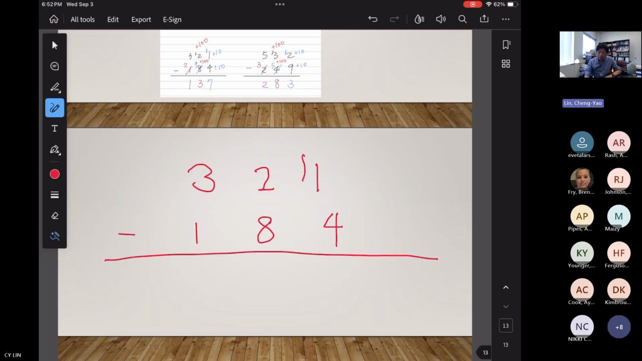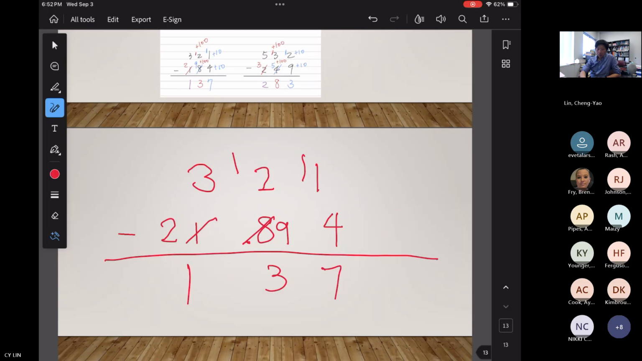I add 10 on the top and add 10 on the bottom, and then I can make a 7. 20 minus 30, not enough, so I add 100 on the top and add 100 on the bottom. So therefore 137. Does that make sense to you?